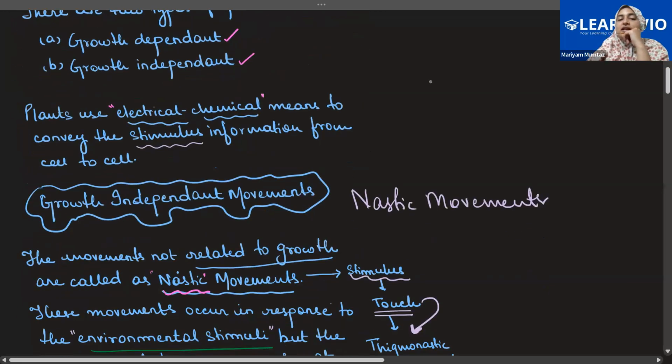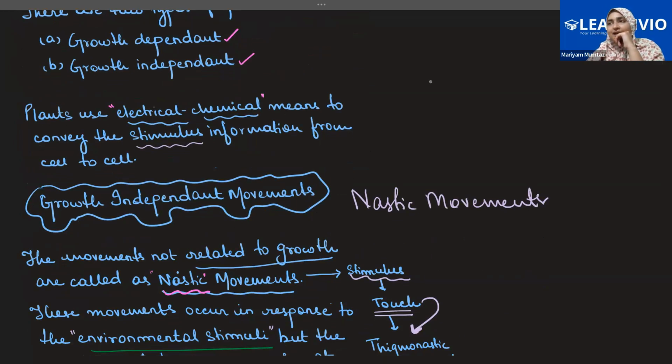Now, the plants use electrical chemical means to convey the stimulus information from cell to cell. Just like how we have chemical signals and electrical impulses, right? Same way, the plants have a combination of them both. Electrical chemical means they use it. And why do they use it? They use it so that the stimulus that they have received can be transmitted all over their body, meaning from cell to cell to cell.